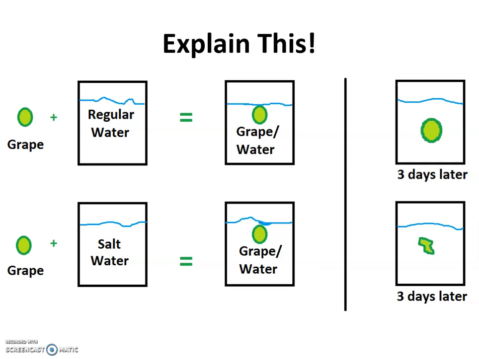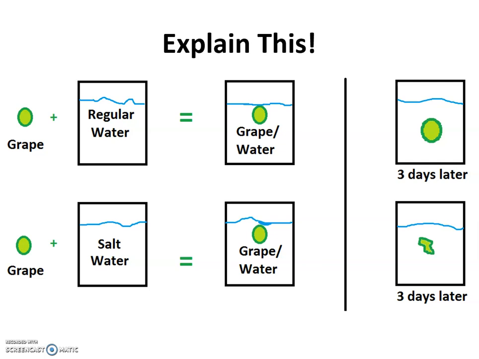So I want you to just ponder this for a minute or so, and I want to explain this a little bit. In this situation up here, they took a grape and submerged it in regular water for 3 days, and 3 days later, the grape swelled and became larger. Then they took grape number two, put it into salt water, let it soak for 3 days, and the grape had shriveled. Why would this happen?